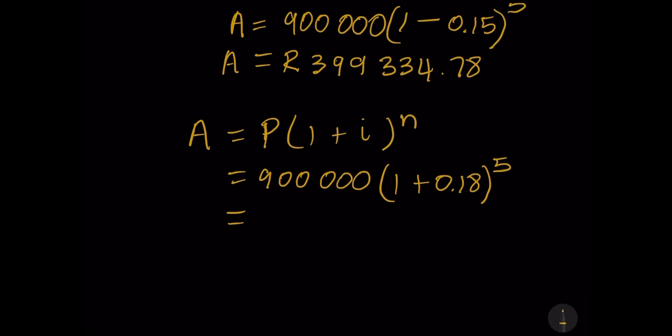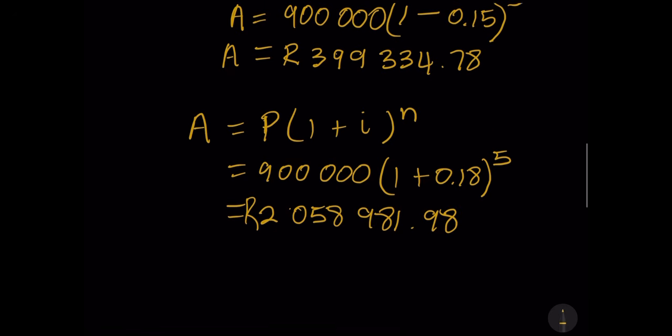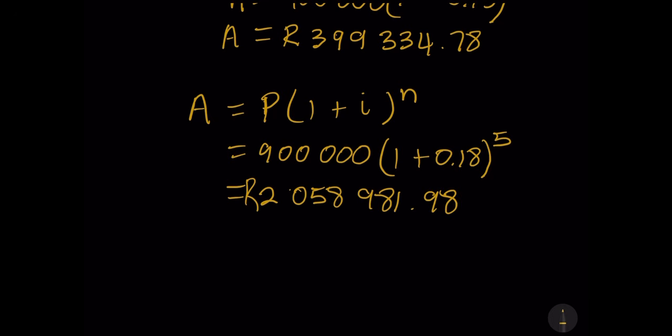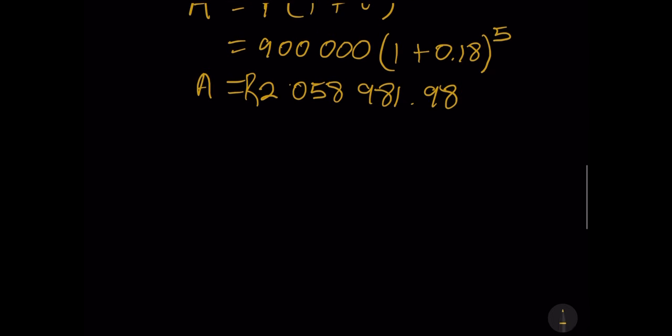Let me just make sure that my value is correct. Yeah, I get a value of 2 million and 58. So this is 2,058,981.98. So equipment that's worth 900,000 today, in 5 years' time, with an inflation rate of 18% per annum, would now be worth 2,058,981 and 98 cents. Right? So now, what will it cost us to replace the equipment?